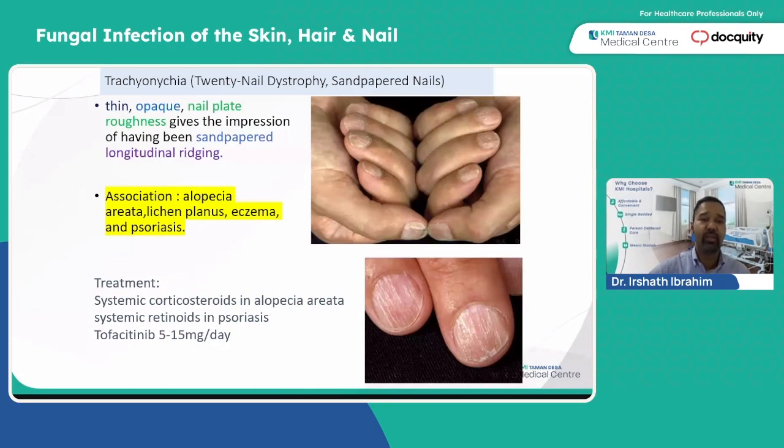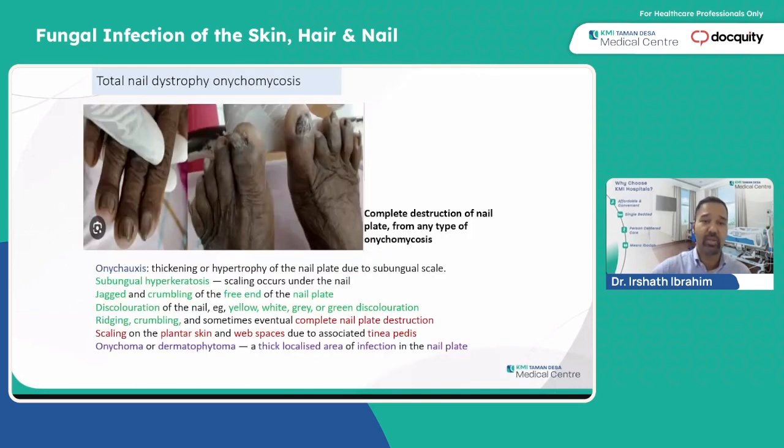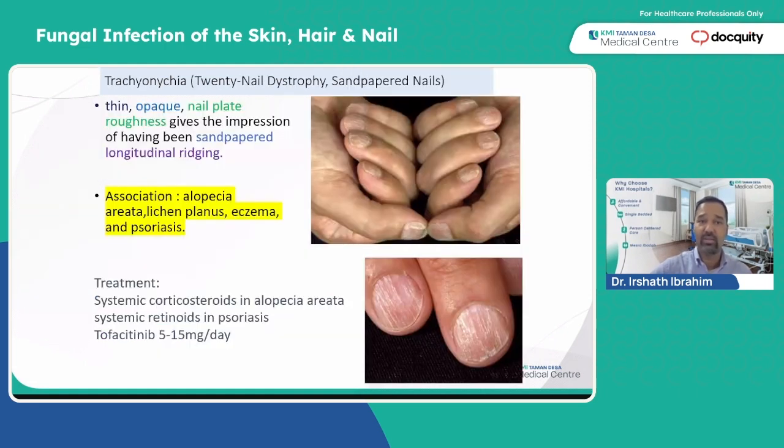But before that, this is total dystrophic onychomycosis, where you can see the nails are very dystrophic, brittle and discolored. This is different. This is trachyonychia, which is 20 nail dystrophy. The nails are thin, opaque, and the nail plate gives the impression of being sandpapered, and you can see all this longitudinal ridging. This can be associated with alopecia areata, lichen planus, eczema, or psoriasis. This can even occur in children. So you need to investigate along these lines and treat the underlying cause, either with steroids for alopecia areata or retinoids for psoriasis. And a JAK inhibitor is also an indication for this 20 nail dystrophy.